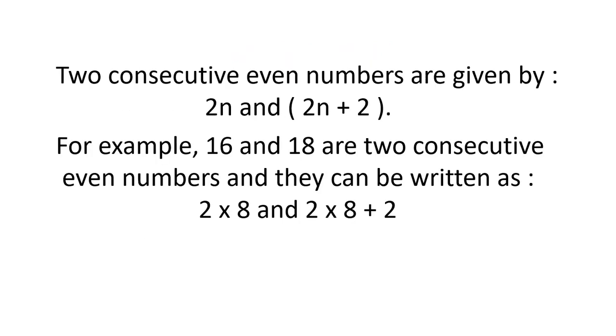Two consecutive even numbers are given by 2n and 2n plus 2. For example, 16 and 18 are two consecutive even numbers, and they can be written as 2 into 8 and 2 into 8 plus 2. Here 8 is n. So 2 into 8 is 16 and 2 into 8 plus 2 is 16 plus 2, 18.